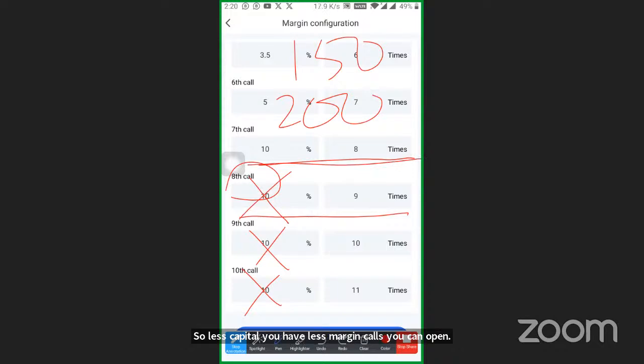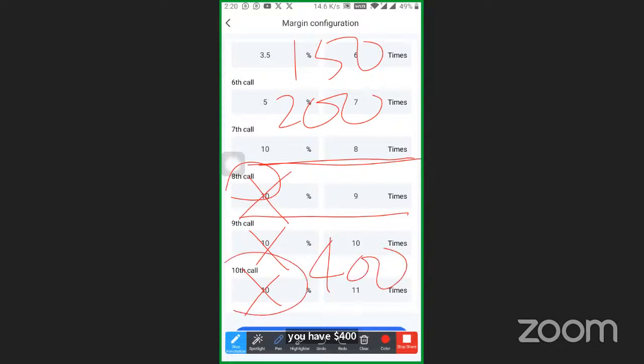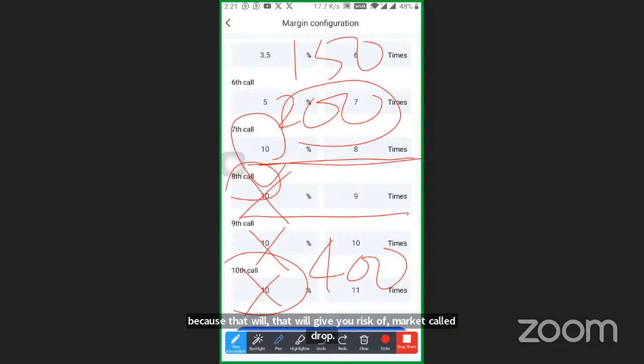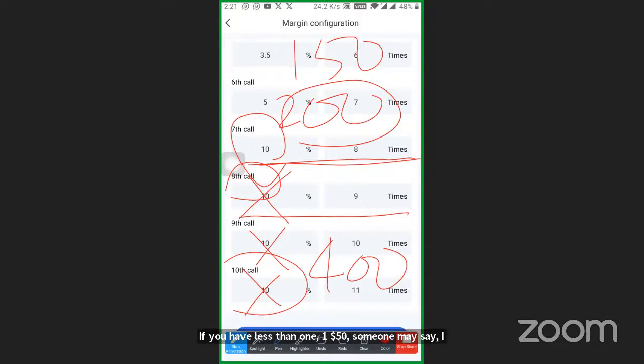So that is another way of analyzing this strategy. If you have $400, you can open 10 margin calls. If you have $200, open 8 margin calls. If you have 150, less than 200, say 170, 160 or 150, you can open 7 margin calls. But don't go below 7 margin calls, because that will give you the risk of a market drop. If you have less than $150, someone may say, I want to start with $100 or $70 or $50.